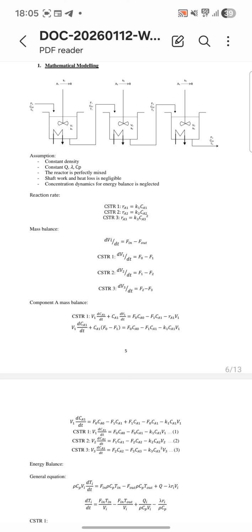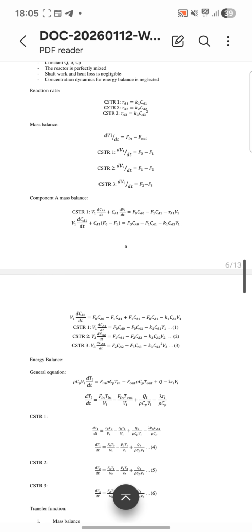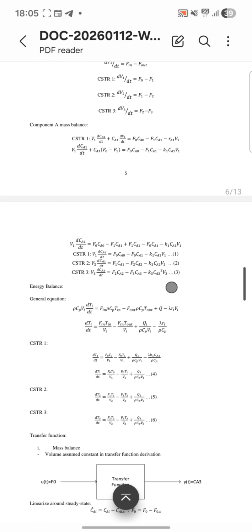And then I can use the information from the general mass balance equation to simplify the equation for the component A mass balance. Then I get that for CSTR1, V1 dCA1 over dt equals F0 CA0 minus F0 CA1 minus k1 CA1 V1. And similarly for the rest, CSTR2 and CSTR3.